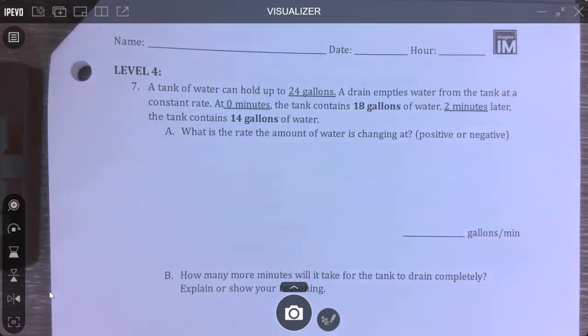Right, number 7. A tank of water can hold up to 24 gallons. A drain empties water from the tank at a constant rate. At 0 minutes, the tank contains 18 gallons of water, so it's not full. 2 minutes later, the tank contains 14 gallons of water. What is the rate the amount of water is changing? Is it positive or negative?